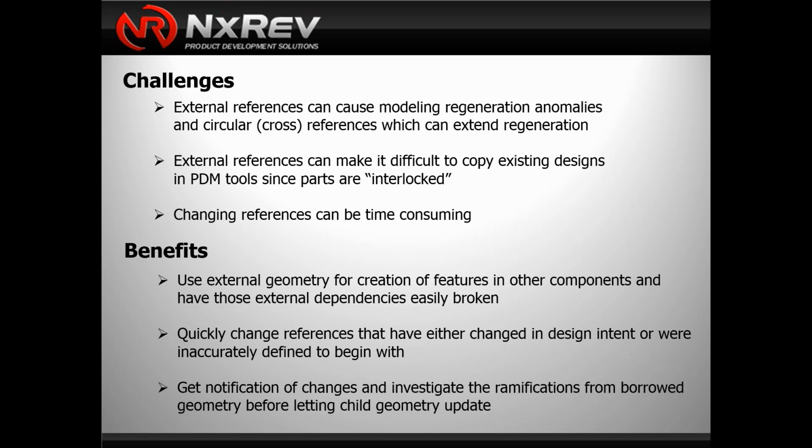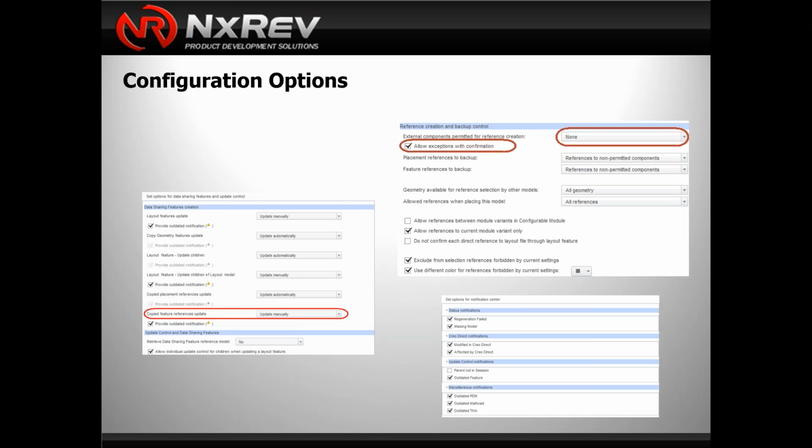So again, easily breaking references is a benefit. We can have it either automatically do it, or we can manually do it later. We can quickly change references. Basically, if we have a feature, the design intent changed, and we want to re-reference it to some other geometry, that's easy to do. And then we can also get notifications on updated geometry like copy geoms.